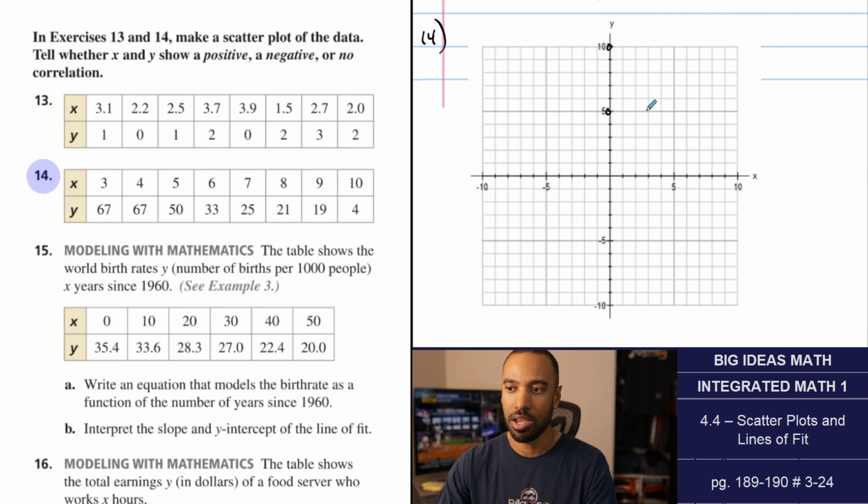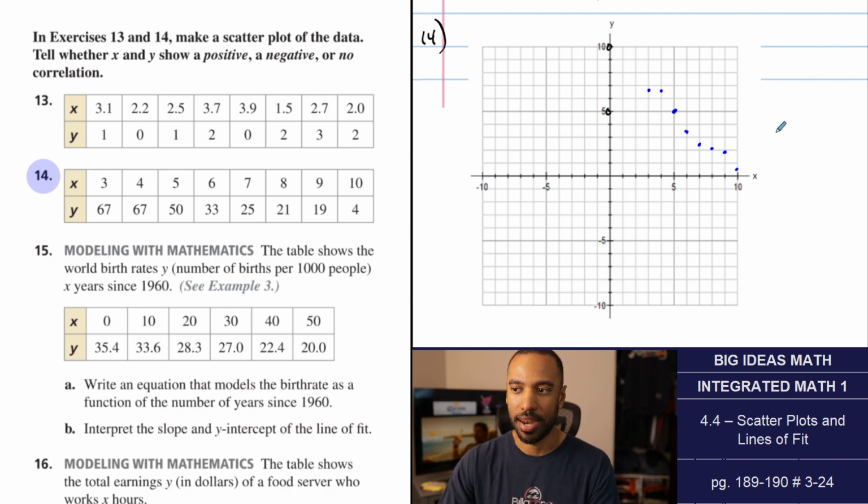So when x is 3, y is 67. Here's 60 and 67. When x is 4, y is also 67. But then it starts to go down pretty sharp. When x is 5, y is 50. Boom. When x is 6, y is 33. 7, 25. 8, 21, just above 20 a little bit. 9, 19, not much less than 21. And 10 is 4. Like that.